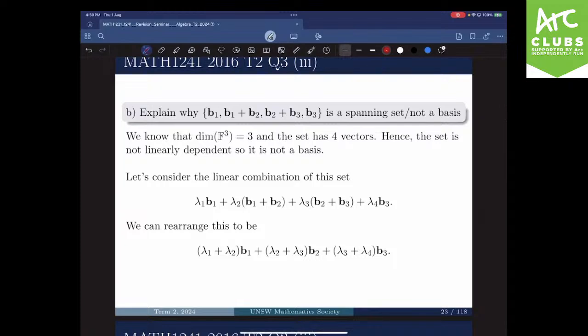So here's part B, and we have to explain why this set is a spanning set, and we also have to explain why it's not a basis. Well, first things first, we note that the dimension of F3 is 3, and the set is 4 vectors. So it just can't be a basis, since there are more vectors than the dimension. So now we'll try and show it's a spanning set. We'll consider some linear combination of this set, and we can arrange it to have just coefficients in front of b1, b2, and b3.